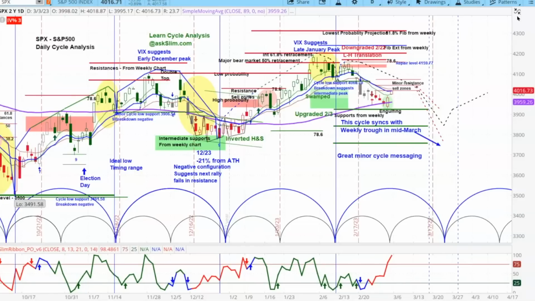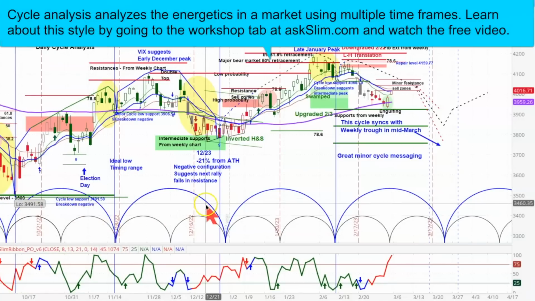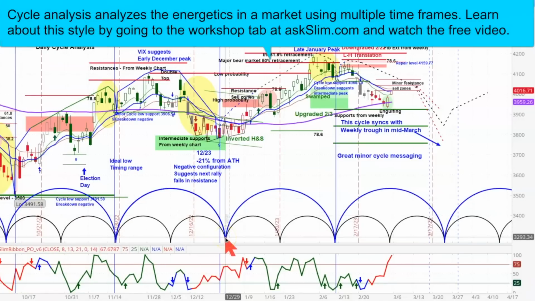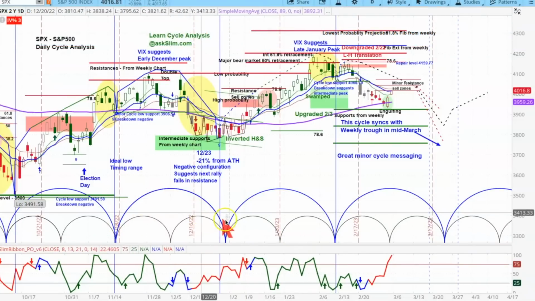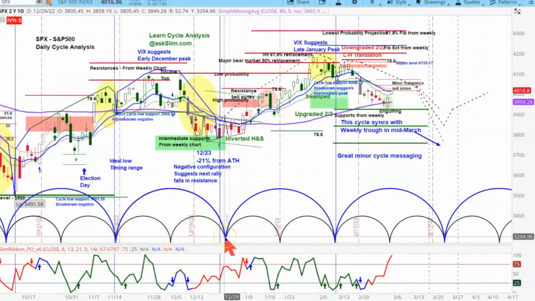So this is SPX, and for those of you that are brand new and are not familiar with the analysis that we bring, we do cycle analysis. On the bottom are cycle brackets. They are simply a drawing tool that helps us see the energetics in the market. Cycles are measured from trough to trough, and you can see there are cycle periods in here in multiple time frames.